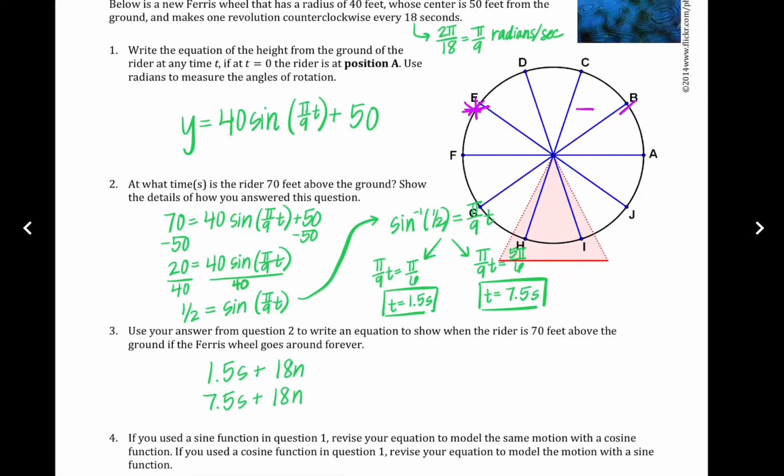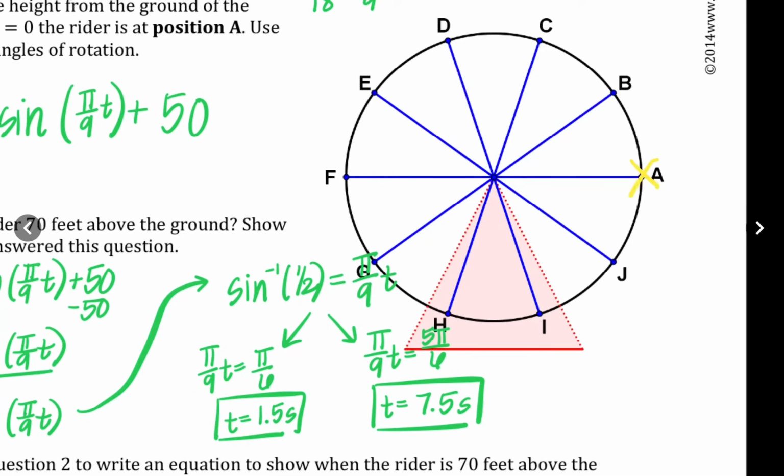Now let's check out question 4. Question 4 is saying if we used a sine function, let's revise it to be cosine. Well, if I'm thinking about the main difference between a sine and a cosine function, sine right here is going to start out with 0, right? There's no added height yet. Whereas cosine needs to start out at the max. As a cosine function, it needs to start out at the max.